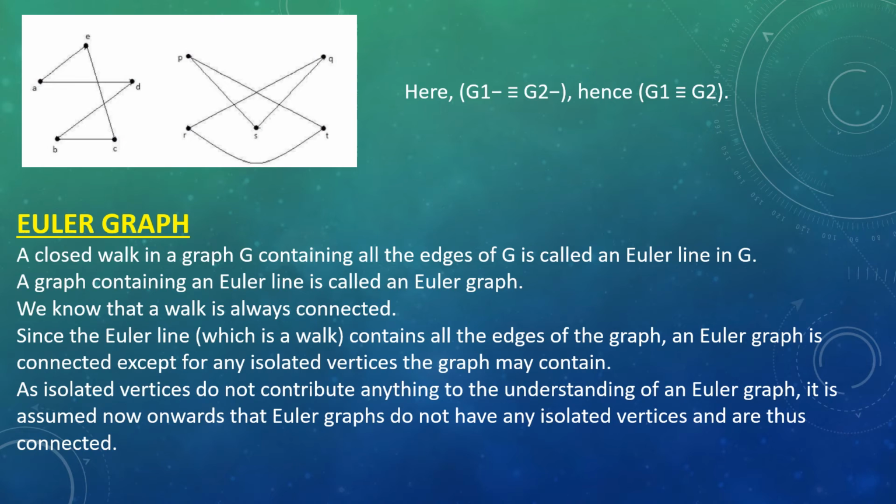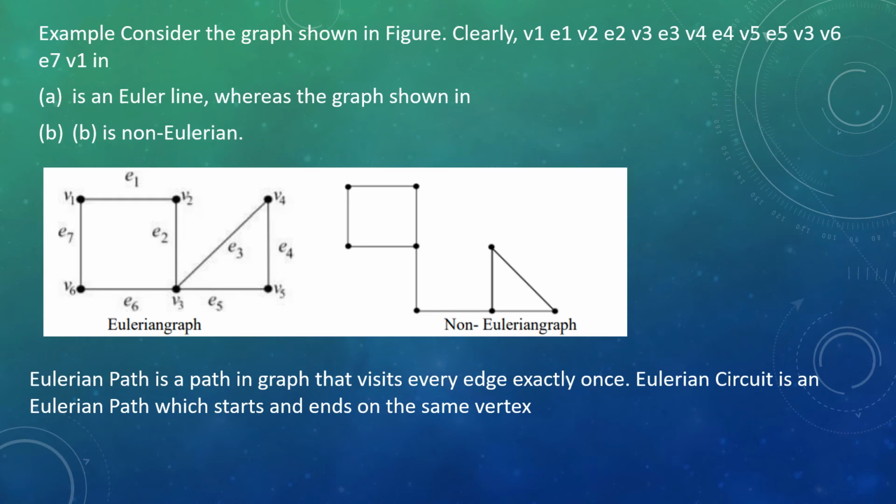The graph may contain isolated vertices, but they do not contribute anything to the understanding of the Euler graph. It is assumed from now onwards that Euler graphs do not have any isolated vertices and are thus connected. Example: consider the graph shown in the figure. Clearly, V1 E1 V2 E2 V3 E3, and so on, E7 V1, in graph A is an Euler line, whereas the graph shown in B is non-Euler.